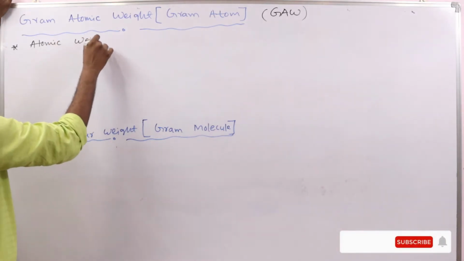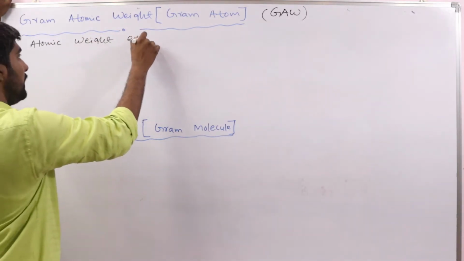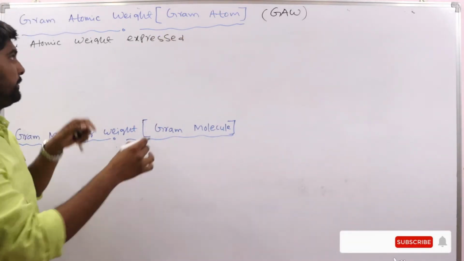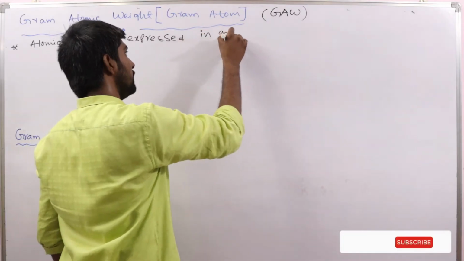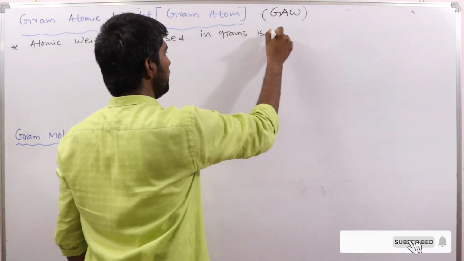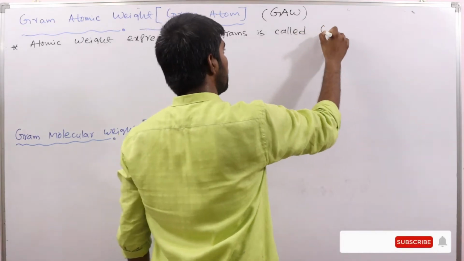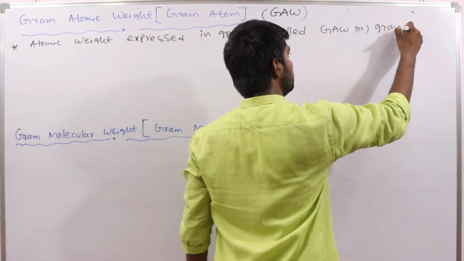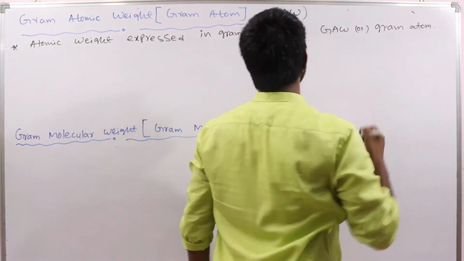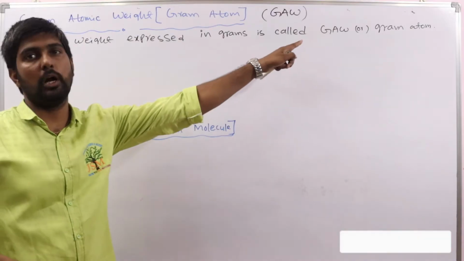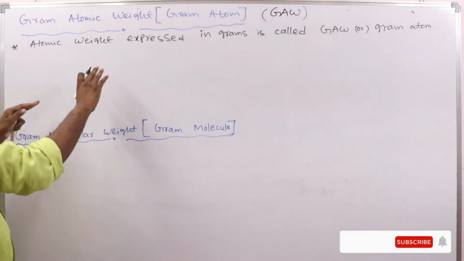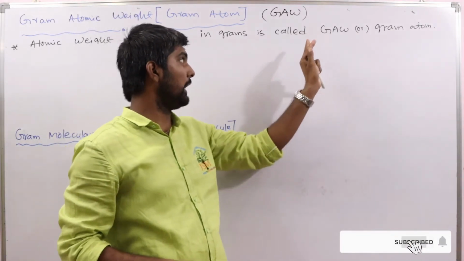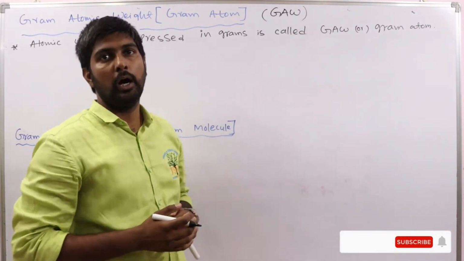Atomic weight expressed in grams. Atomic weight of any atom expressed in grams is called gram atomic weight or gram atom. Simply, I am writing this as GAW, gram atomic weight. If the atomic weight of any atom is expressed in grams, then that is called gram atomic weight or gram atom. Clear?